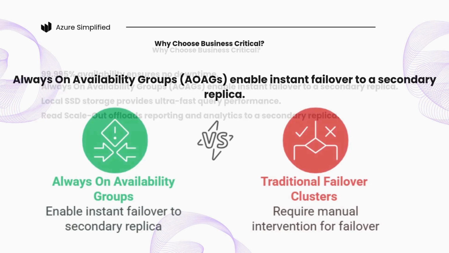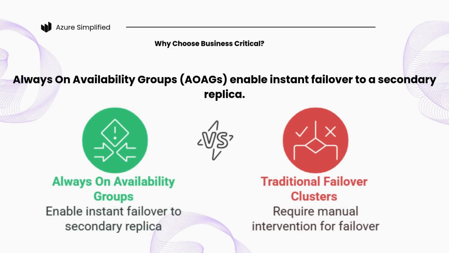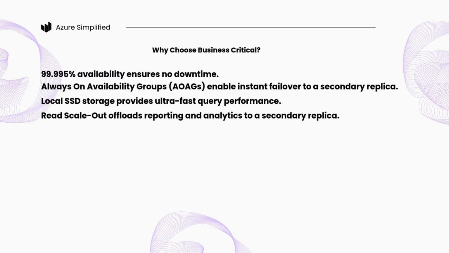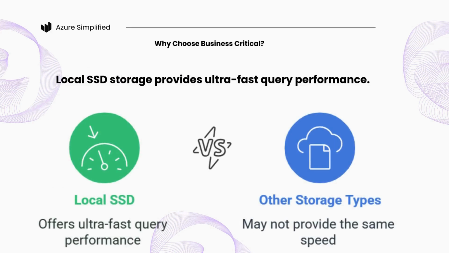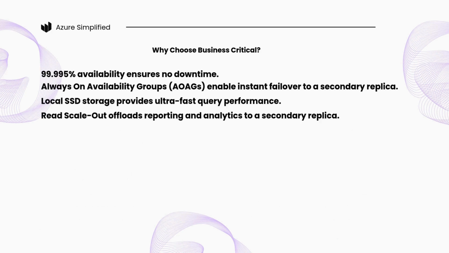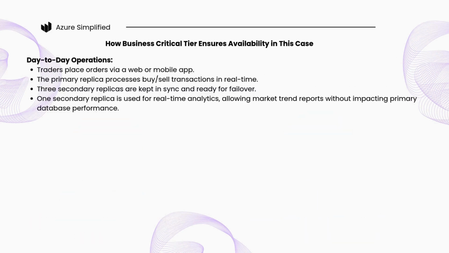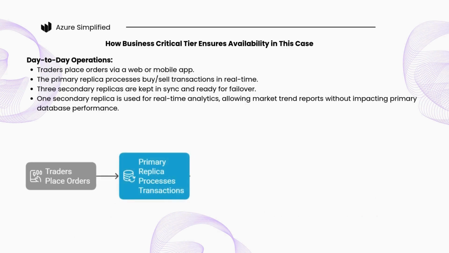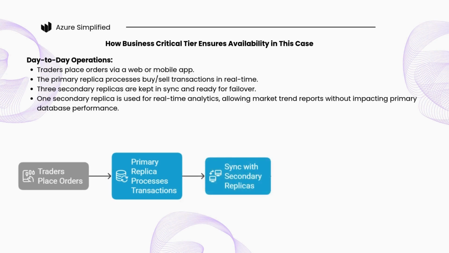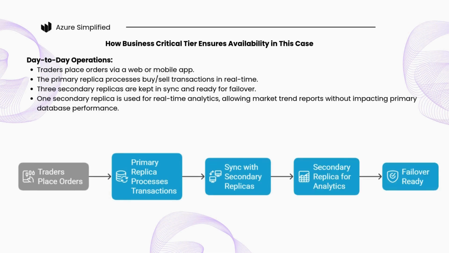Always On availability groups, AOAGs, enable instant failover to a secondary replica. Local SSD storage provides ultra-fast query performance. Read scale-out offloads reporting and analytics to a secondary replica. Day-to-day operations, traders place orders via a web or mobile app. The primary replica processes buy, sell transactions in real time. 3 secondary replicas are kept in sync and ready for failover. 1 secondary replica is used for real-time analytics, allowing market trend reports without impacting primary database performance.